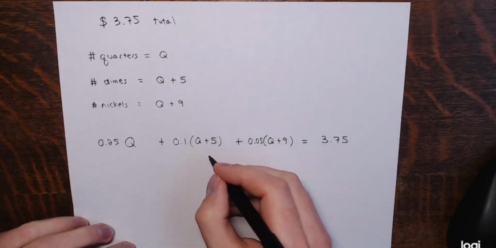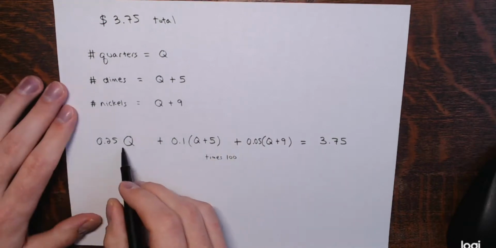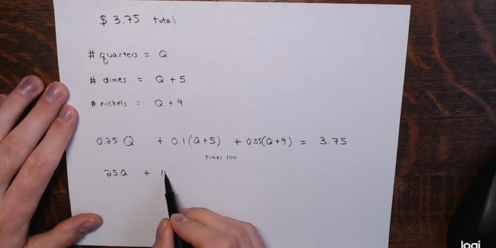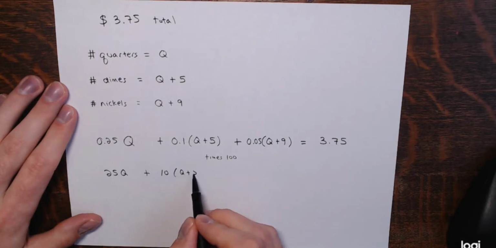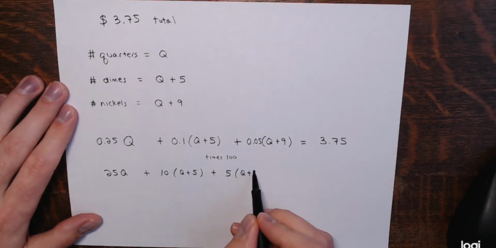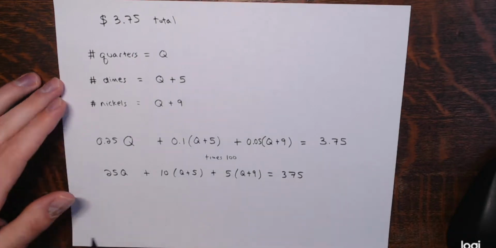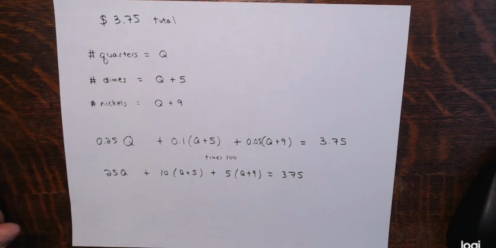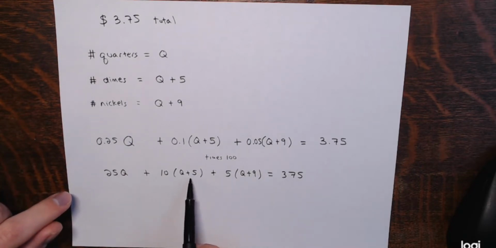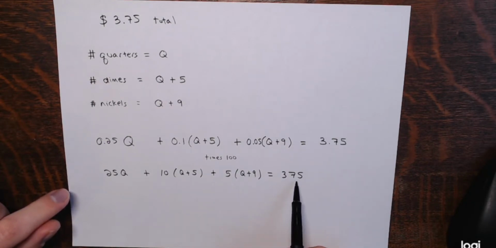Alright, now once again, if you don't like the decimals, we can get rid of them right now by multiplying everything by 100. Each term, multiply each term by 100. That makes this term 25Q, and this term 10 times the quantity Q plus 5. And then this term 5 times the quantity Q plus 9 equals, and over here is 375. So basically, again, multiplying both sides by 100 just changes it from dollars to cents. Right, there are 25 cents in a quarter, 10 cents in each of the dimes, 5 cents in each of the nickels, and 375 cents in $3.75.